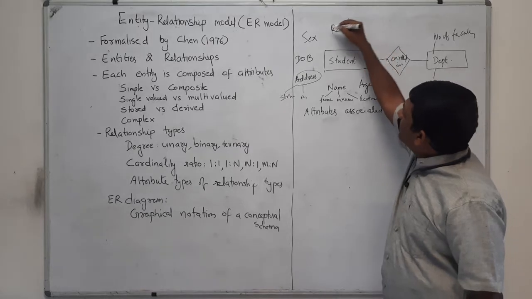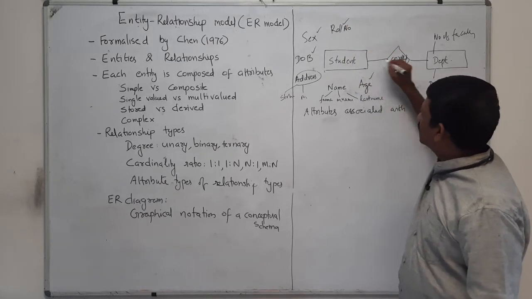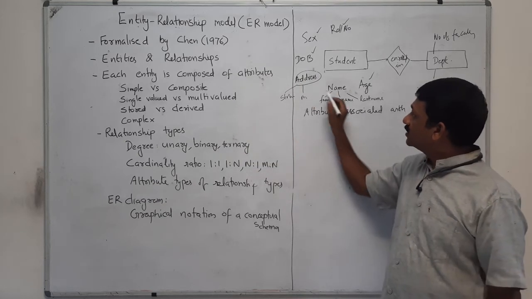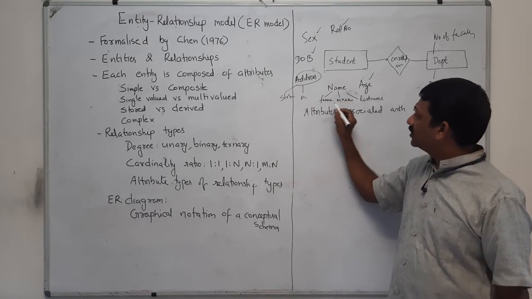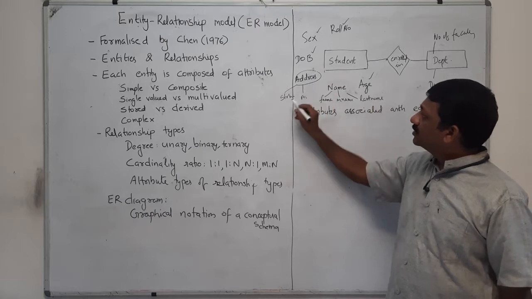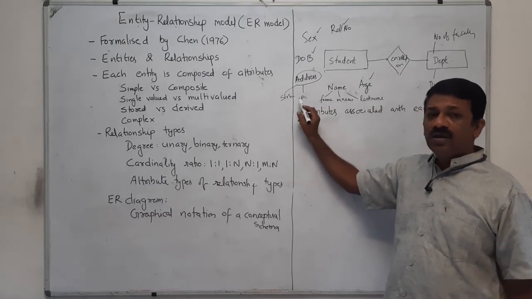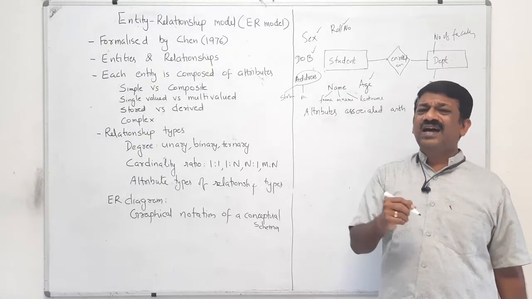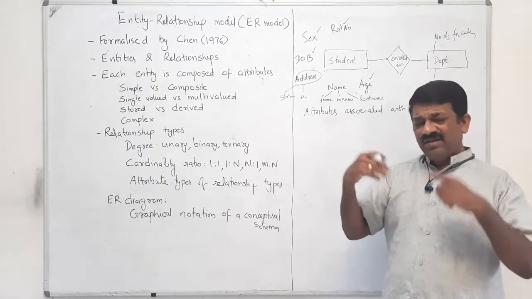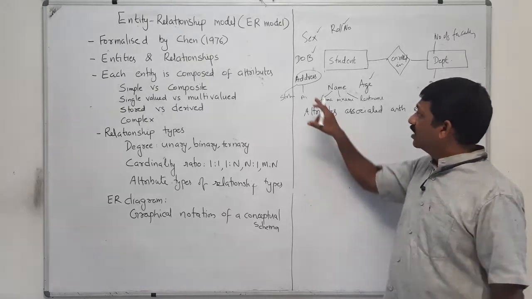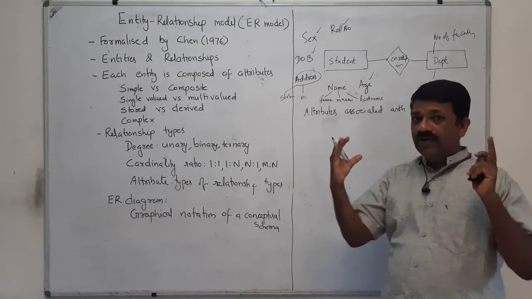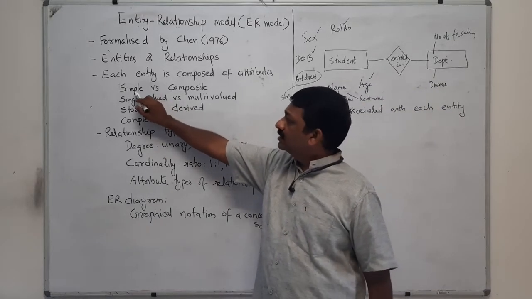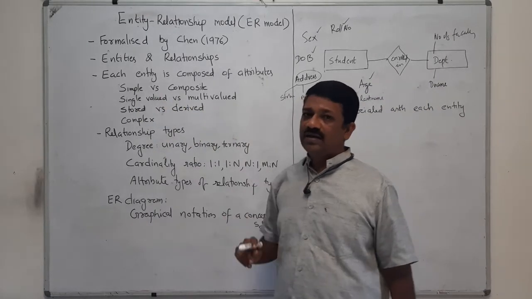So this roll number, sex, date of birth, and age, these are all simple attributes, whereas address and name can be divided further into first name, middle name, and last name. Address, you have street name 1, street name 2, then post office, then your taluk, district, then country, etc. That means address can be very composite. That means an attribute can be a simple attribute or a composite attribute.